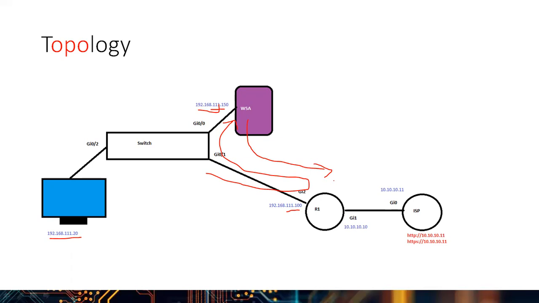So what we mean is that before the proxy, the ISP router should see the user's IP address, 192.168.111.20, accessing it. But after we bring WSA into the picture, the ISP should see 192.168.111.150 accessing the destination on behalf of the user. That's why the concept of proxy is in place.